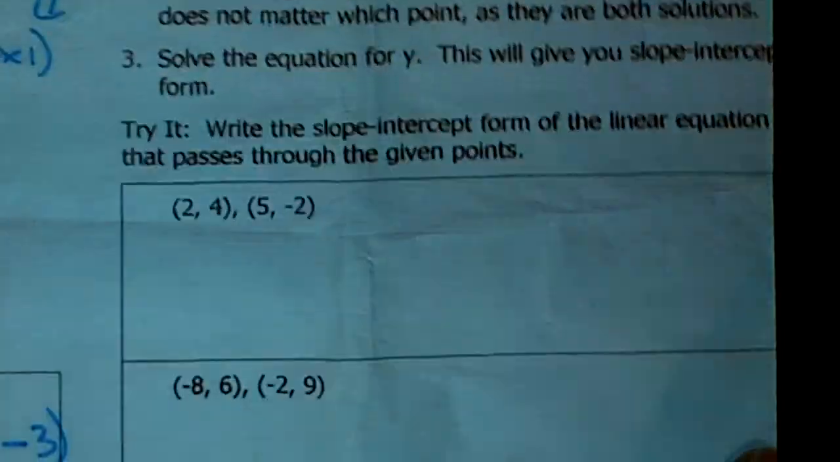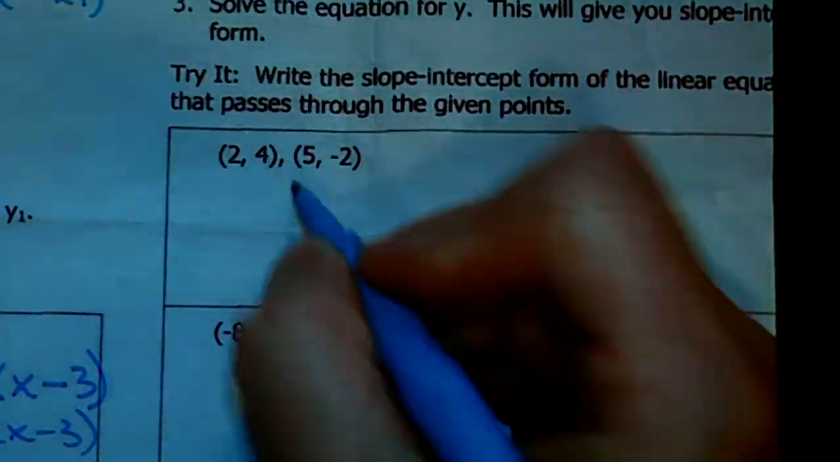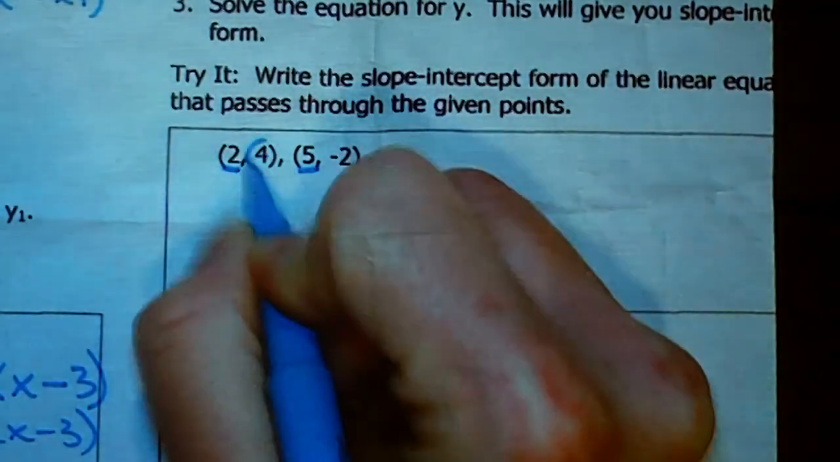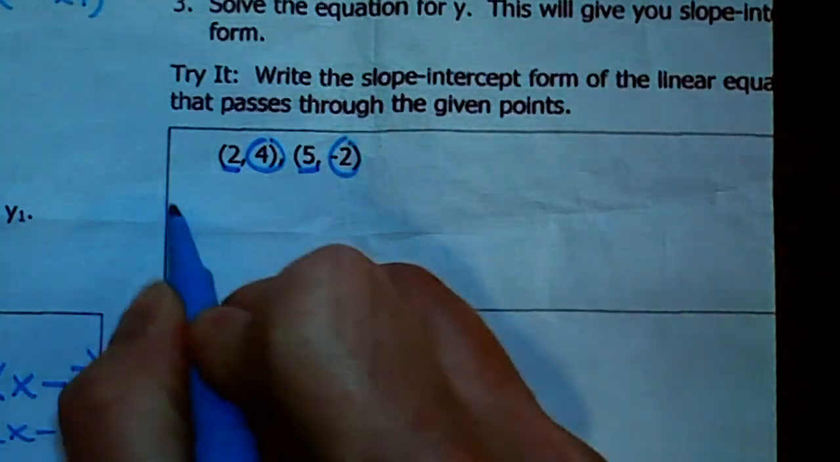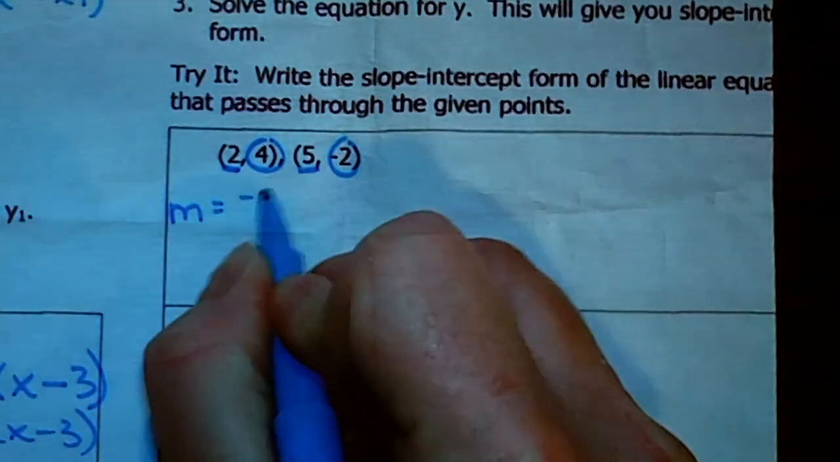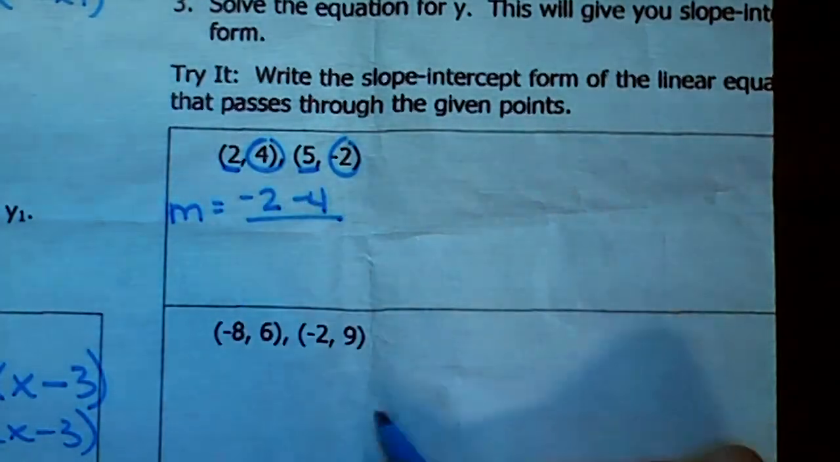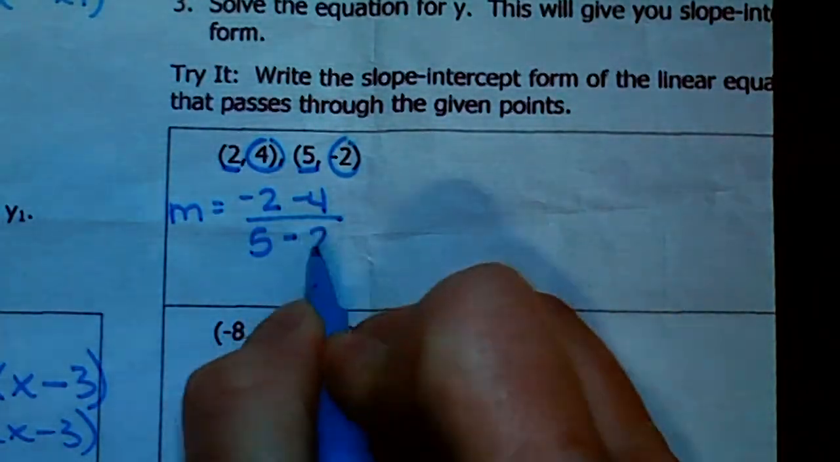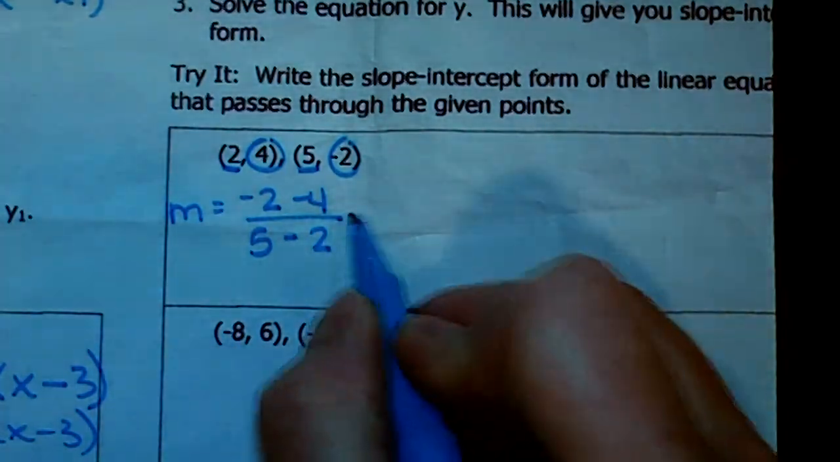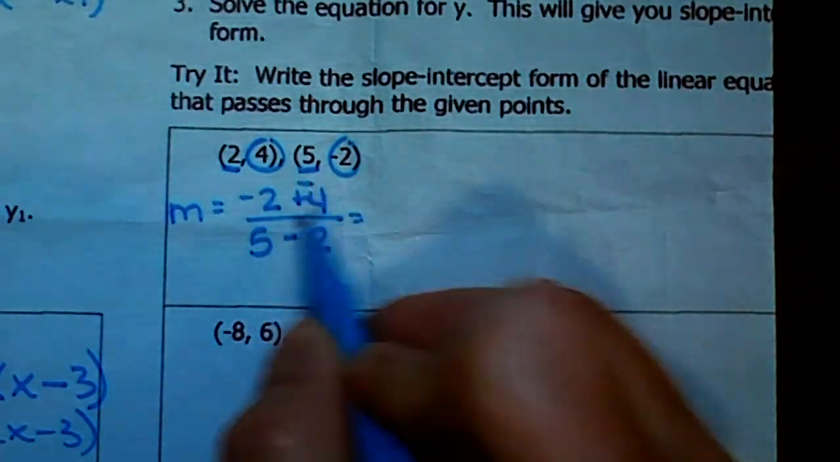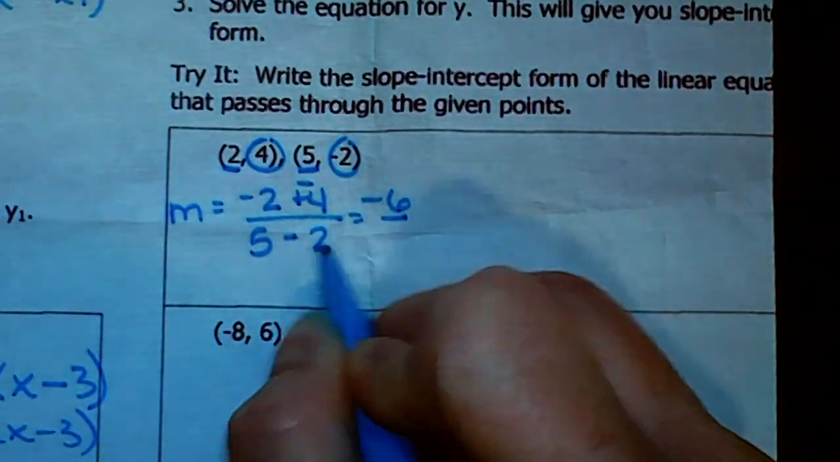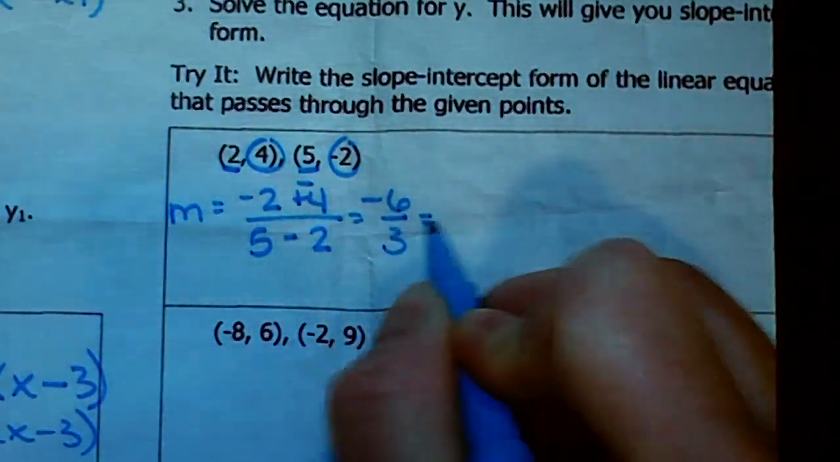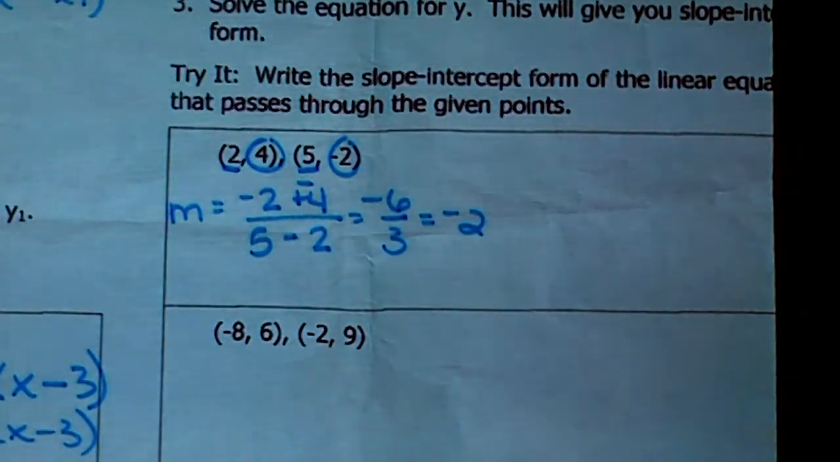So here we go. Hopefully these examples will help make those words make sense. So step 1 says to use y2 minus y1 over x2 minus x1 to find the slope. I'm going to underline my x's, circle my y's. So the slope is equal to y2 minus y1 over x2 minus x1. So -2 minus 4, or plus -4 is -6. 5 minus 2 is 3. That means my slope is -2.